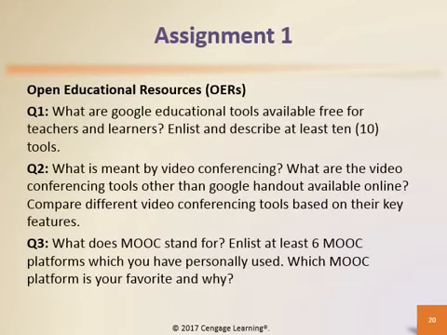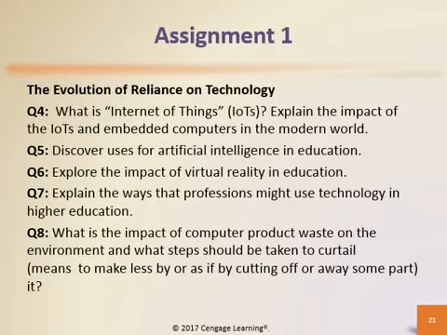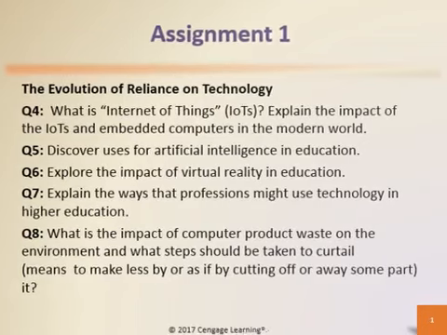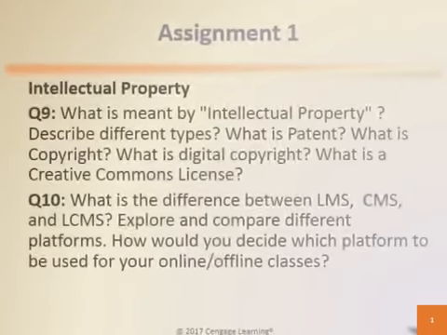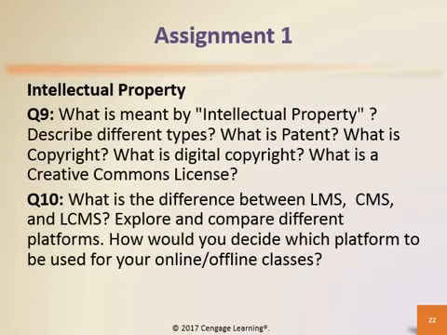Now we'll discuss assignment number one. In this assignment, as you can see, we'll have questions related to open educational resources, reliance on technology, and there are questions related to intellectual property.